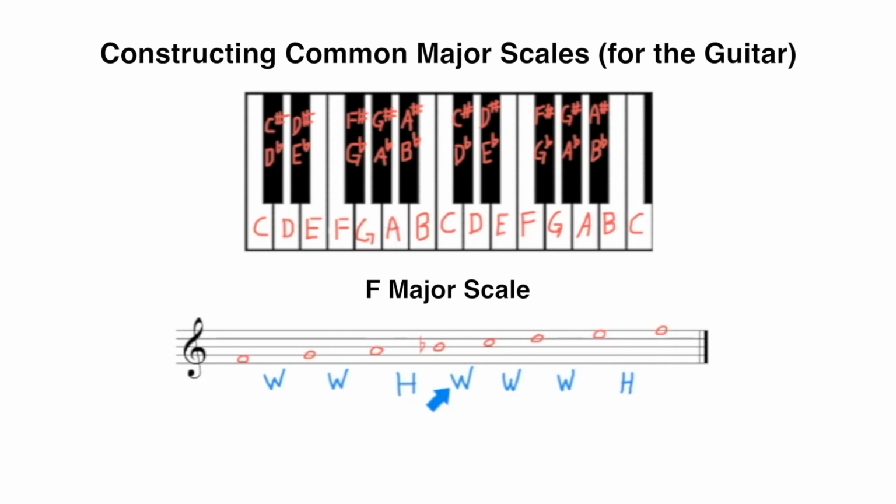From B flat to C, we need a whole step, and if we look at the piano, we can see B flat to B is a half, B to C is another half since there's no black key in between B and C. So therefore B flat to C is a whole step.